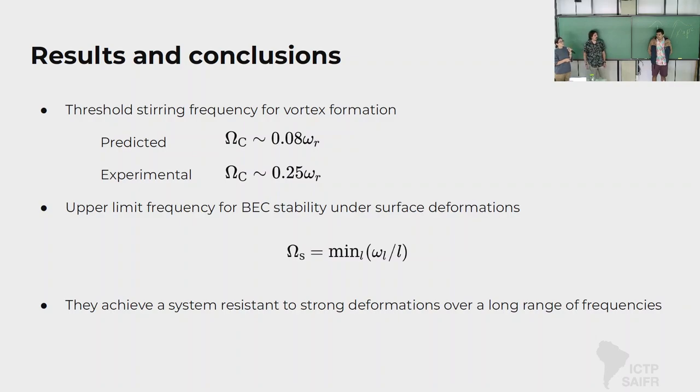And they also discuss the upper limit frequency after which the vortices are no longer stable. And it depends on the angular momentum and frequency of these surface excitations. What they say is that typical experiments up to the moment only had L equal to 2, angular momentum 2, and so that really restricts the range of frequencies. But they present a system, because of its characteristics, resistant to strong deformations, and so they can study the threshold better and more clearly. Oh, that's it. Thank you.